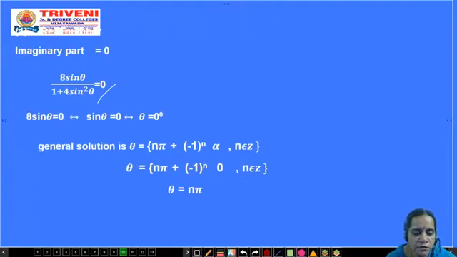In the general solutions, already we know from the first topic, the general solutions of trigonometry, that sin theta is equal to 0 gives n pi plus minus 1 whole power n into alpha, n belongs to z. Here the alpha value is 0 degrees. We have to put 0 here. Then we can get theta is equal to n pi.